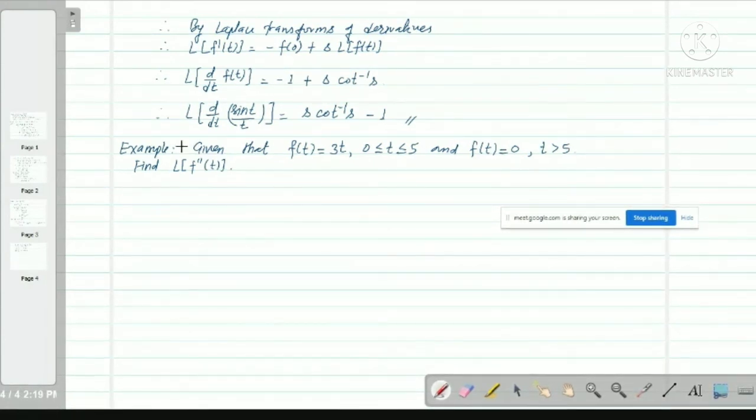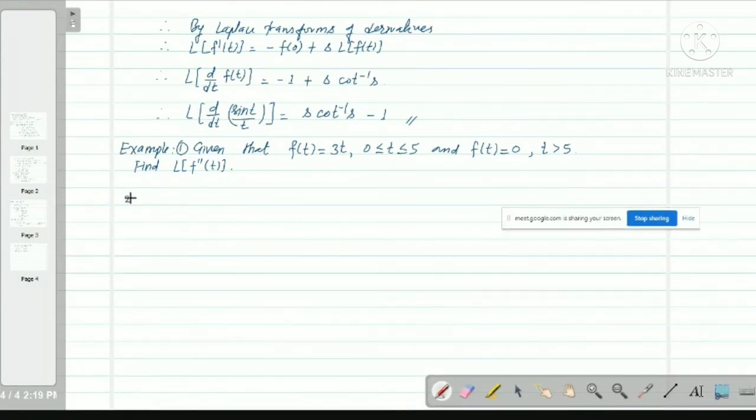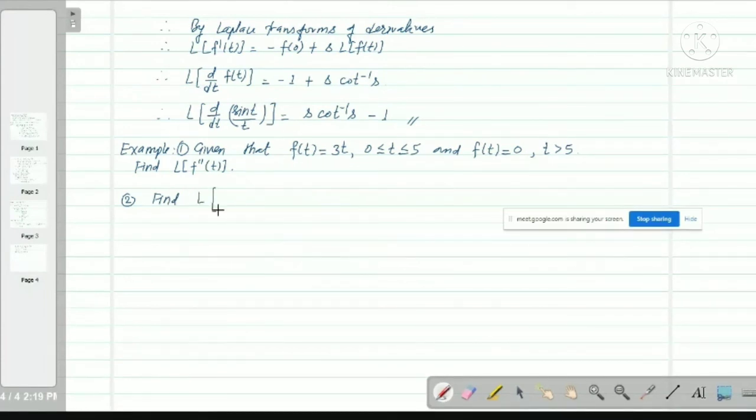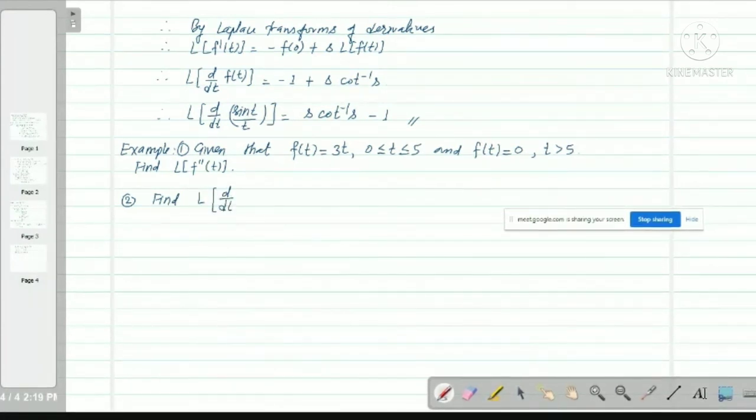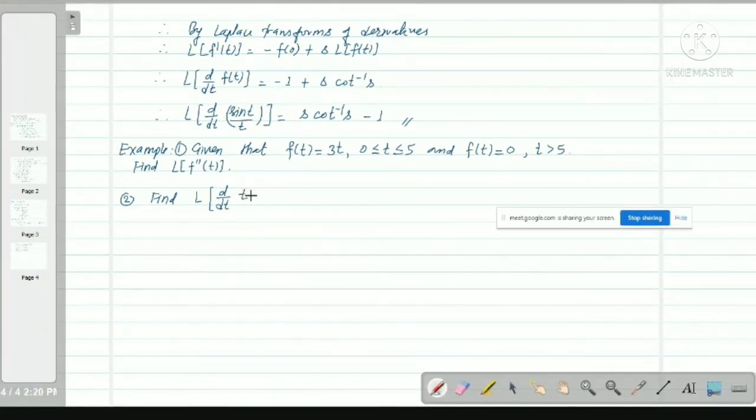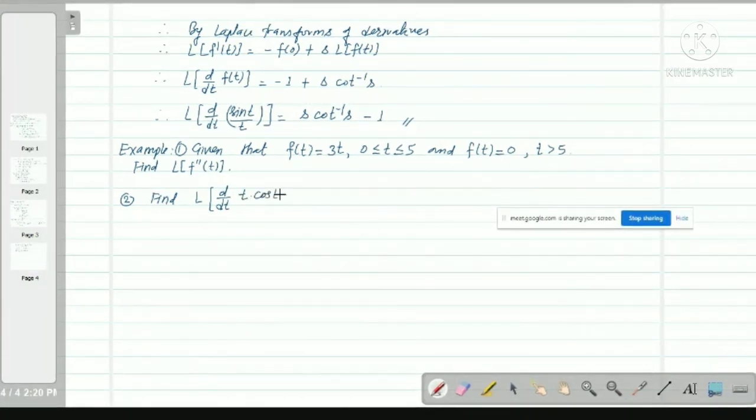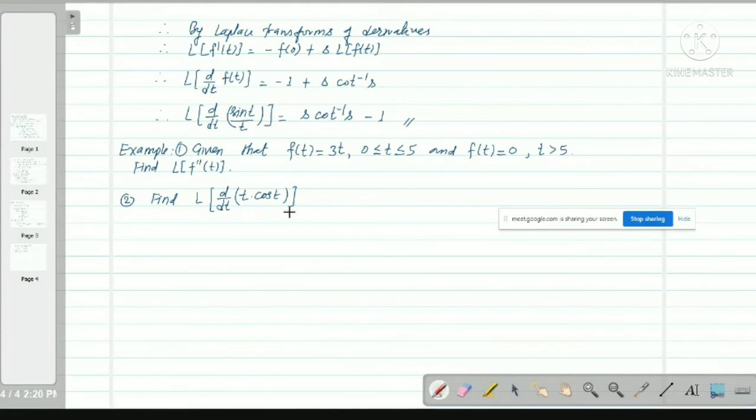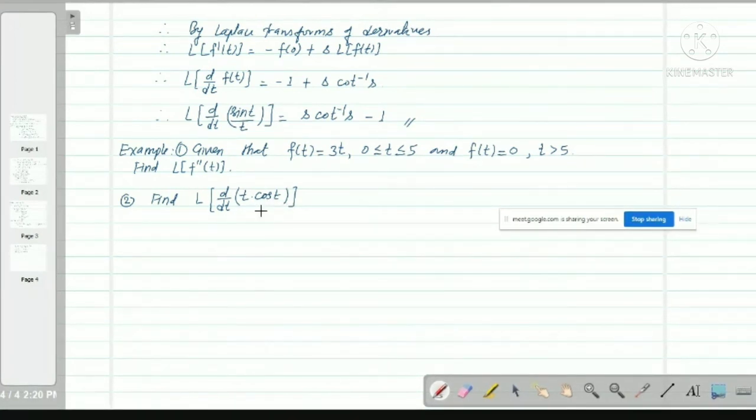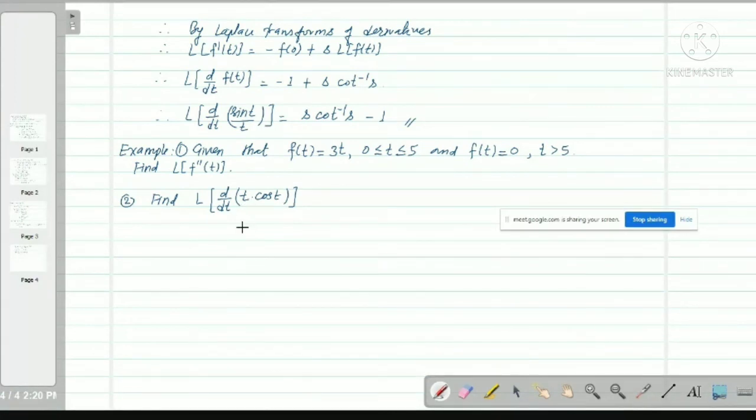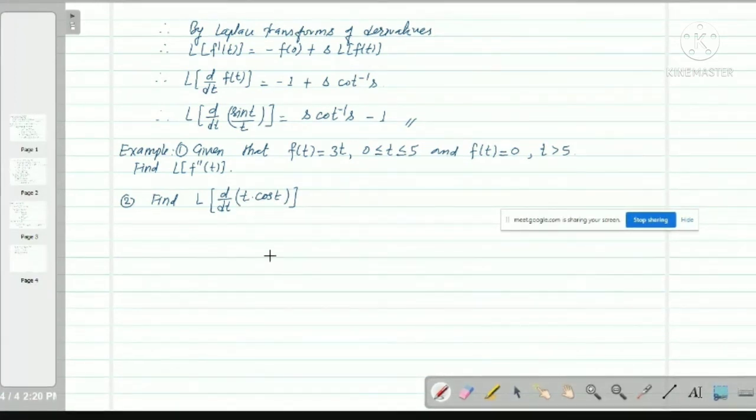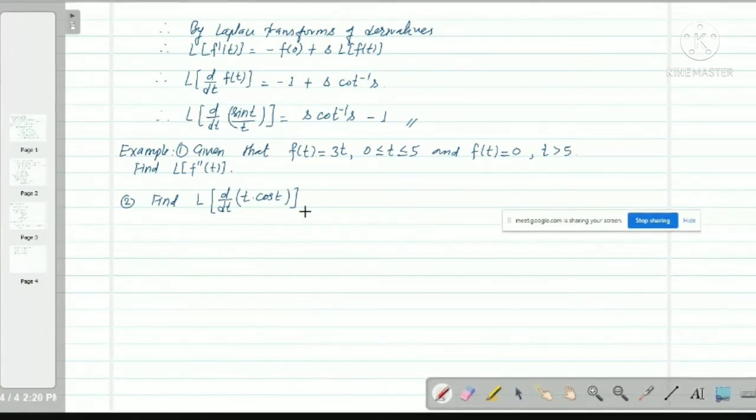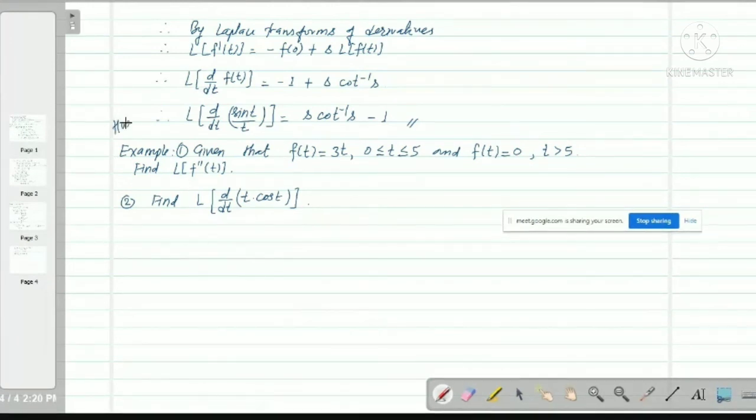And the next one, number 2: find the Laplace transform of the function d by dt of t into cos t. You have to find the Laplace transform of this function. What do you have to do? Find the Laplace transform of cos t, then use the effect of multiplication by t. Then apply the Laplace transform of the derivative of the function. Then you can determine the Laplace transform of the whole function. I hope you understood how to find it. Take this problem as an exercise.